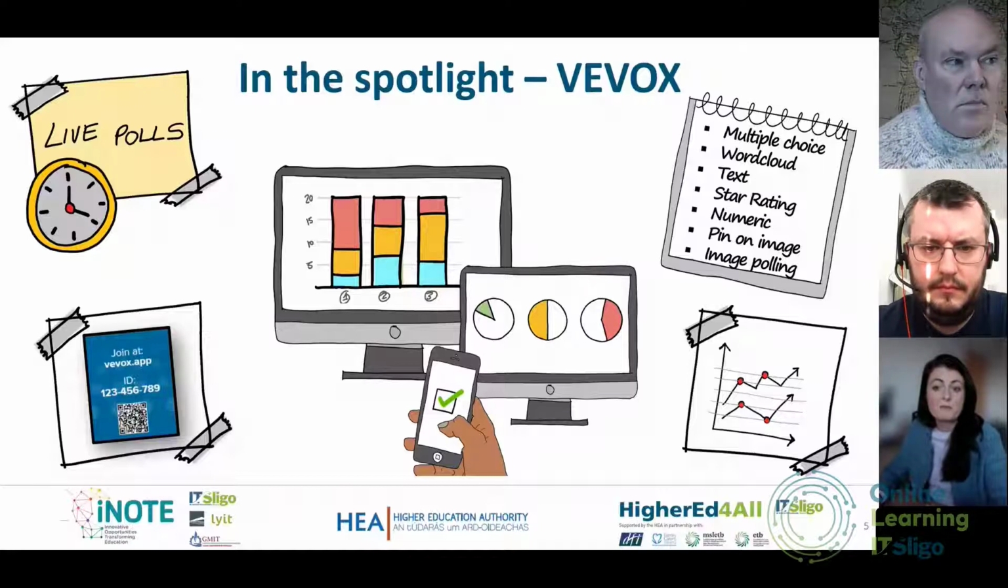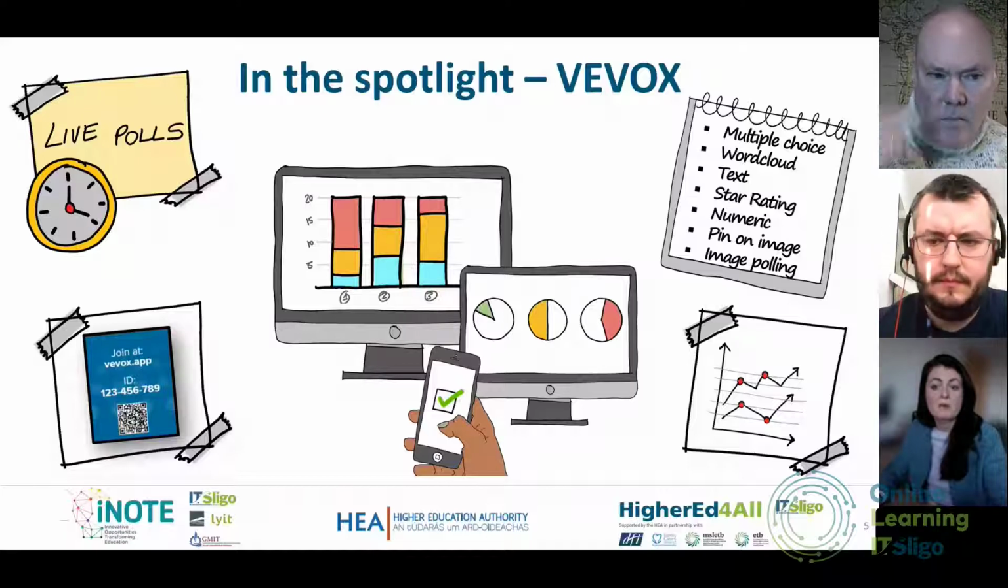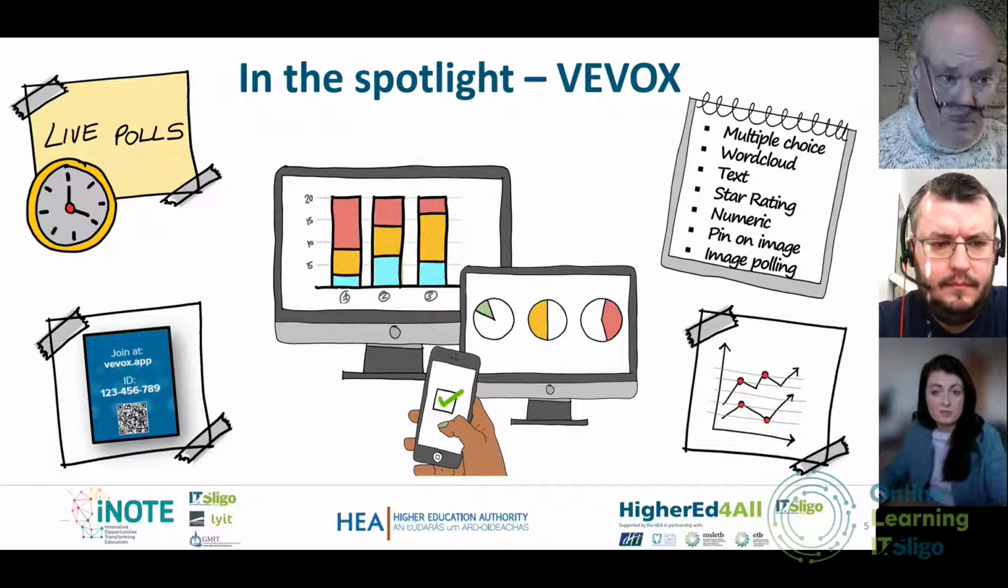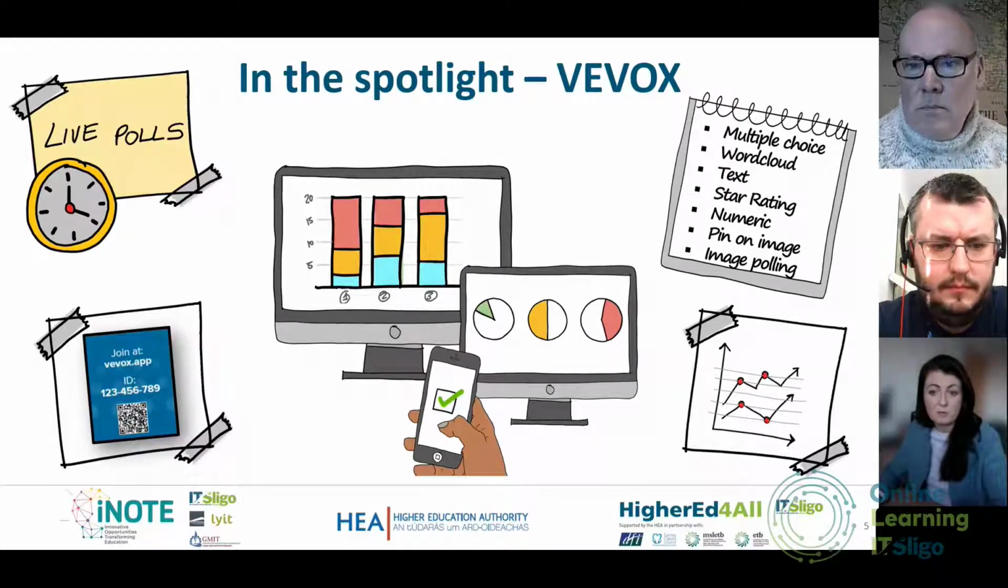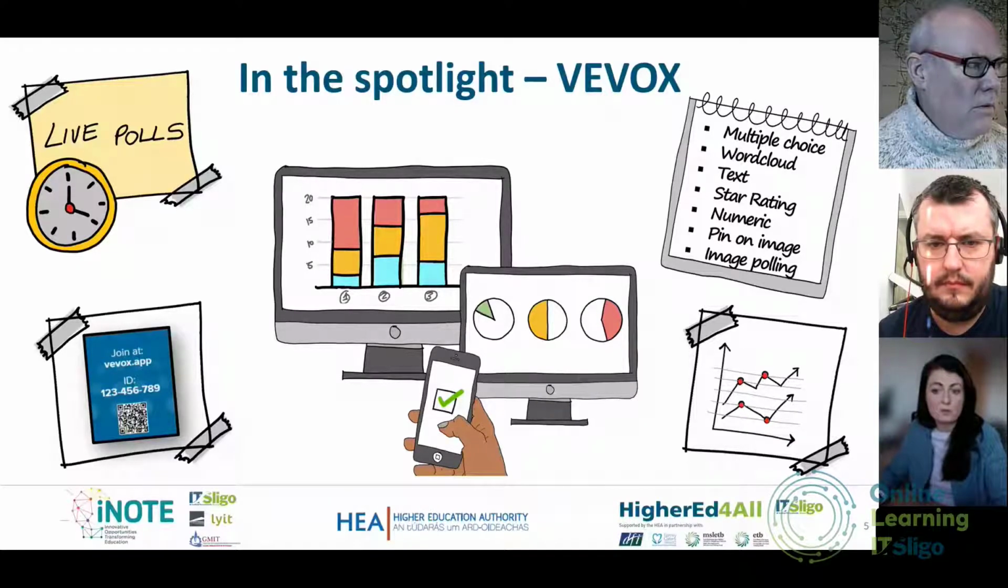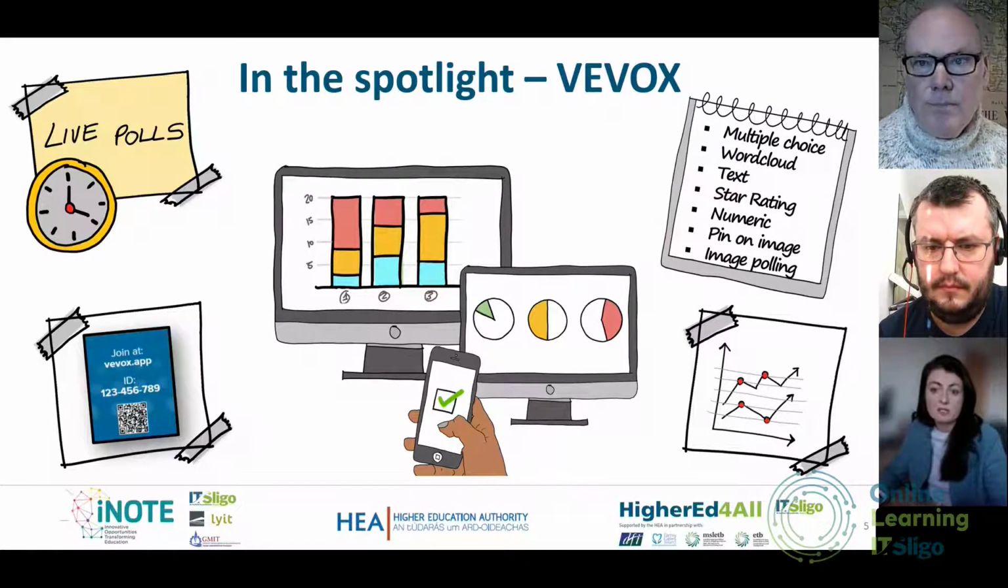There are many live voting types so that you can collect information that you need across multiple teaching and learning scenarios, including multiple choice polls, word cloud polls, text entry, star rating, numeric polls, pin on image, and image polling. After you close your poll, you can download the Excel report. As mentioned previously, polls can be anonymised, or you can allow students to be identified depending on which outcome you wish to achieve.